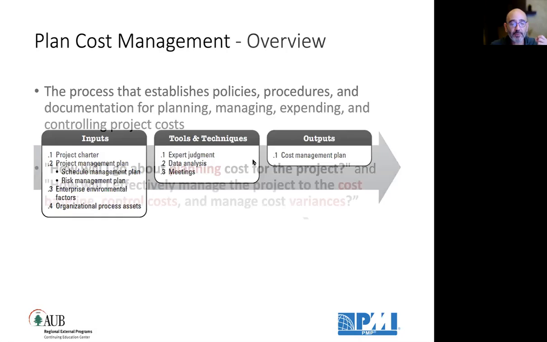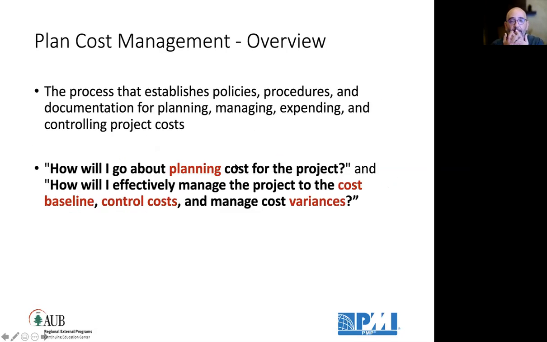Now, plan cost management. It's the process that establishes the manual, the how-tos, and will document these for planning, managing, executing, expending costs, and controlling the budget when it comes to cost management. It's about asking, how will I go about planning cost for the project? How will I arrive at the cost baseline? What is the cost baseline? How much do I have in management reserve? How much do I have in contingency reserve? What are the control cost processes and how to manage any variance against the budget?